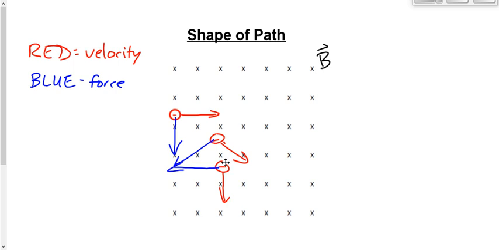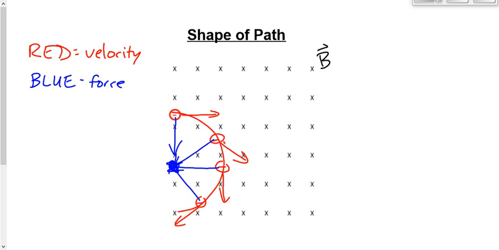Where's it going to go now? Somewhere in between here. Thumb in the direction of the particle, fingers in the direction of the field, palm points up this way. What do you notice about the force? The blue force is always pointing towards the middle. Perpendicular, yes, but always pointing towards the one spot right here. That one spot is the center of a circle. The path of this particle is circular.